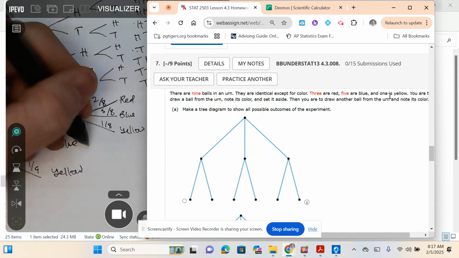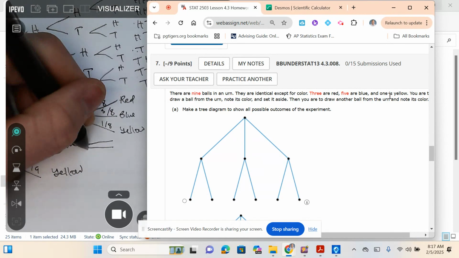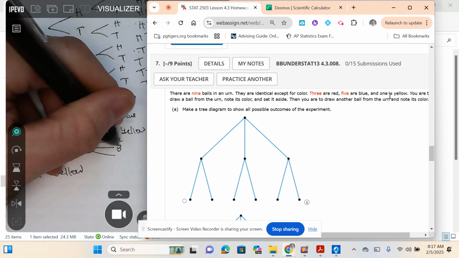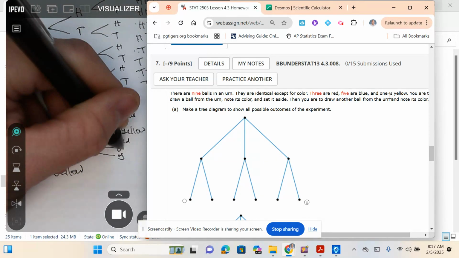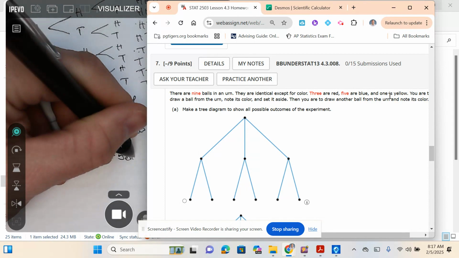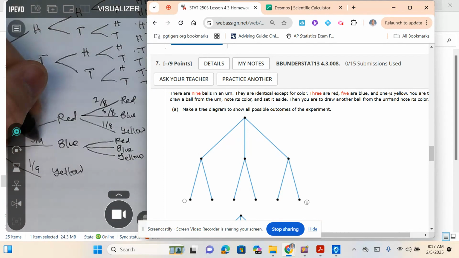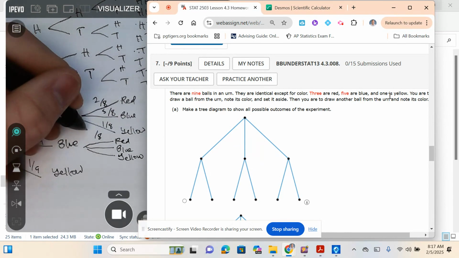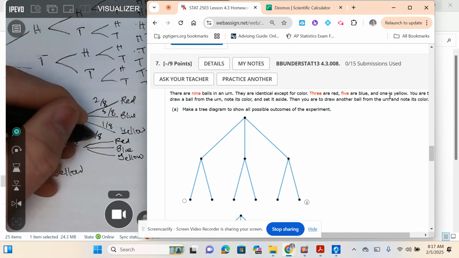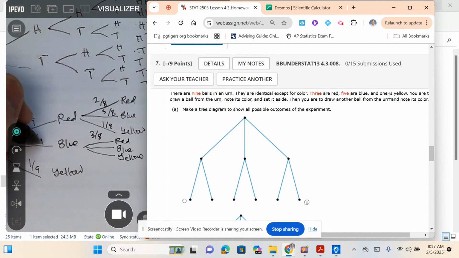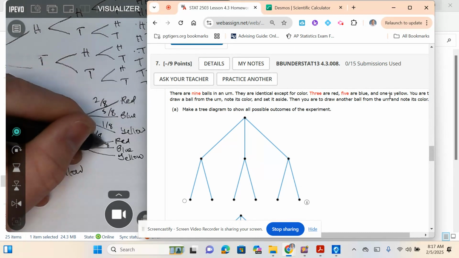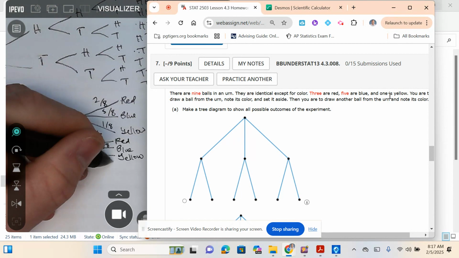Blue: if I do a blue one, I can get red, blue, yellow here. So if I get a blue one, 5 out of 9, there's going to be 8 left. How many of them are red? Well, there's 3 red, so 3 out of 8 would be red. There's 8 left, 4 of them are blue because I took away 1. And then yellow, 1 out of 8.